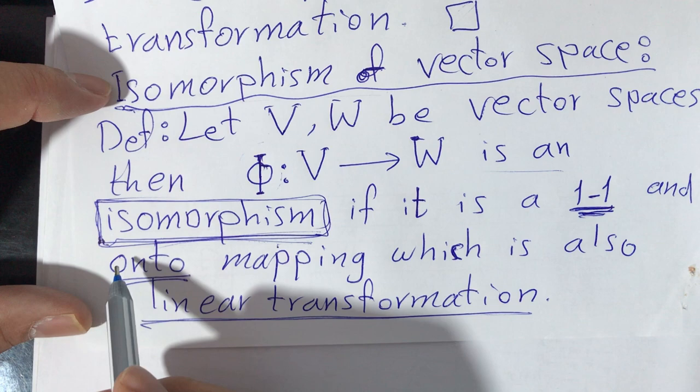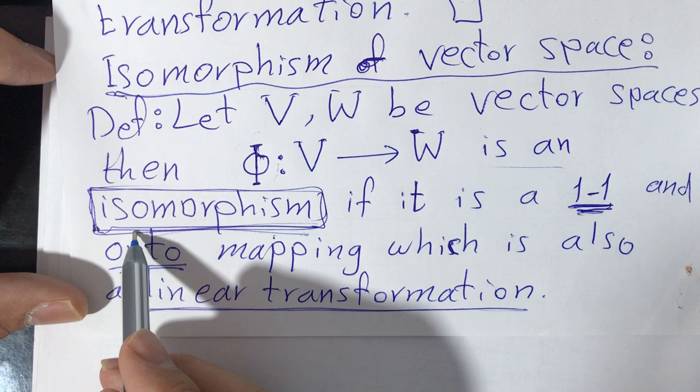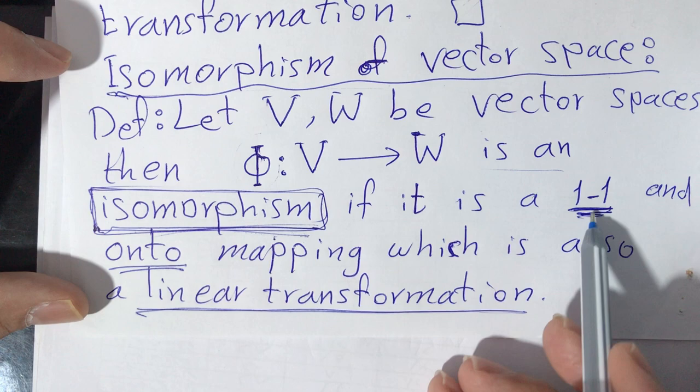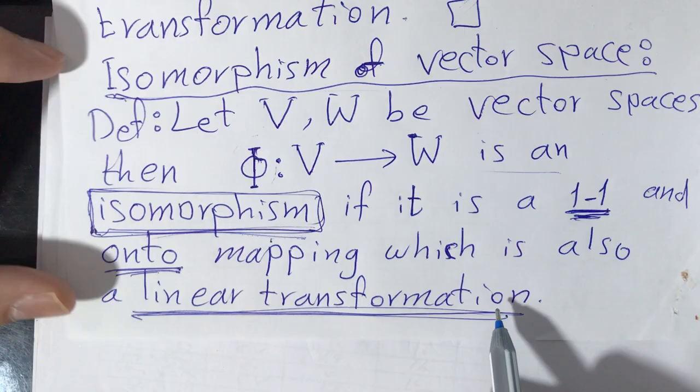So now I remind you what the meaning of isomorphism is. An isomorphism is a function defined from a vector space into a vector space, and this function is one-to-one and onto and a linear transformation. This is page number 5.